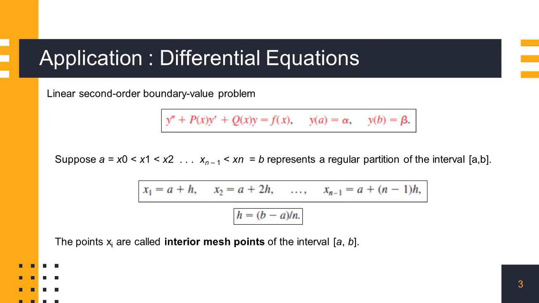Now, we consider a second-order linear equation. P, Q, and F can be functions of x or constant terms. Boundary conditions are specified at 2 points A and B, which form the domain of the solution. We consider the domain from point A to B as a one-dimensional region, and divide the region into n equally spaced points at x0, x1, x2, and so on. These points are known as interior mesh points. Step size h is calculated from A and B, which is used to locate the mesh points.